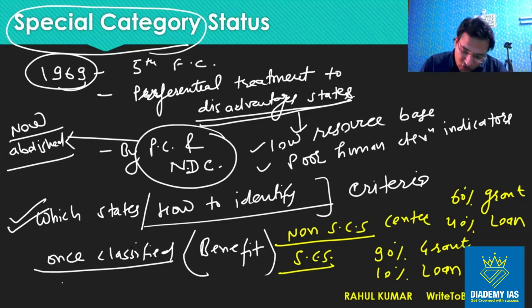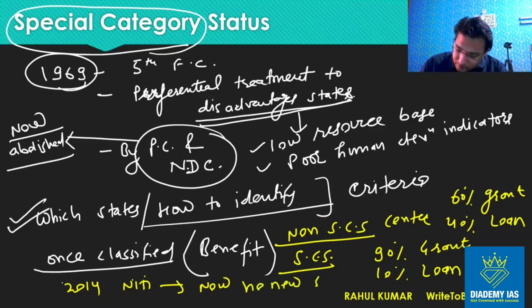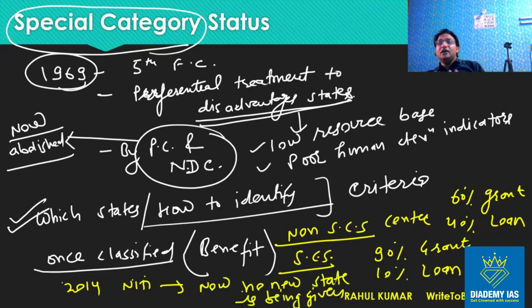And what is the status as of now? In 2014, with the coming up of Niti Aayog, now no new state is being given the special category status. अभी कोई भी नई स्टेट को स्पेशल कैटेगरी स्टेटस नहीं मिल रहा है, right?